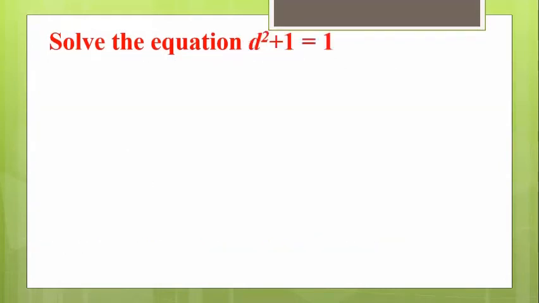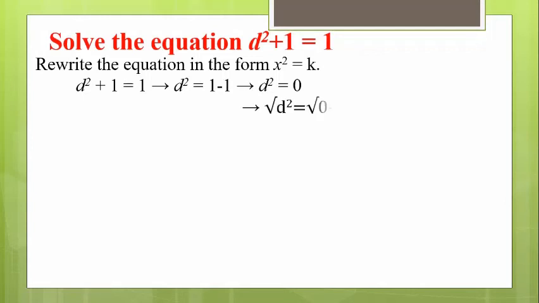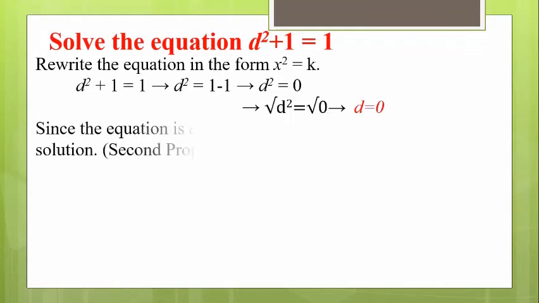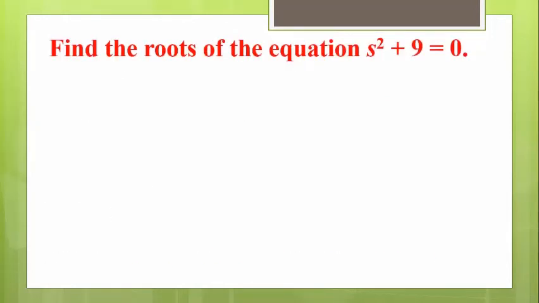Solve the equation d squared plus 1 equals 1. Rewrite the equation in the form x squared equals k. By addition property of equality, we get d squared equals 0, since 1 minus 1 equals 0. We then take the square roots of both sides. Square root of d squared is d and square root of 0 is 0. Since the equation is d squared equals 0, then the equation has only one solution. Second property.